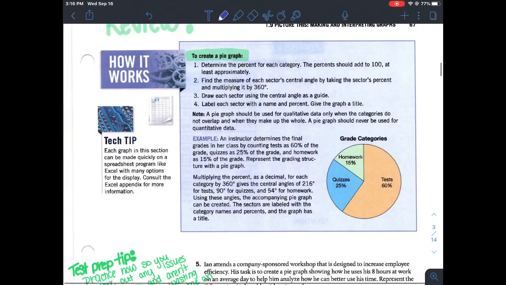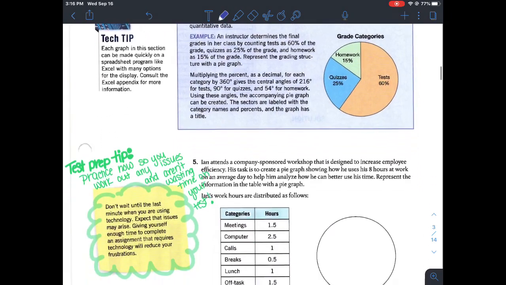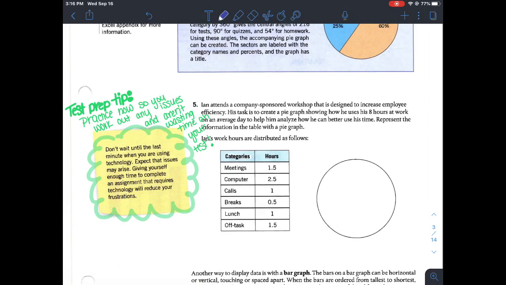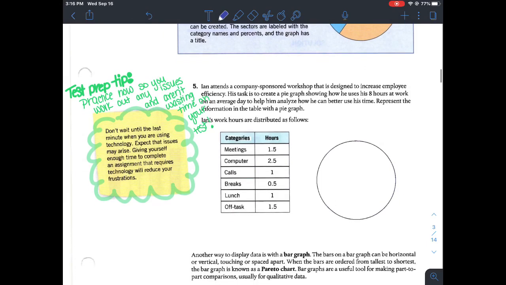If you need more help on creating your pie chart, here is a nice little review, test prep tip. Practice now so you can work out any issues and aren't wasting any time on your test. If you have any technology issues, it's good to know now.